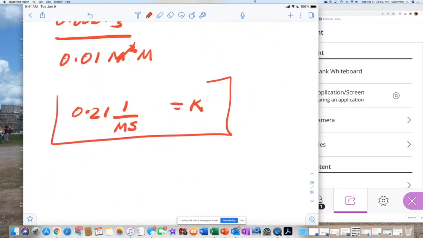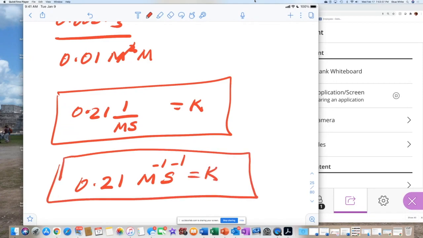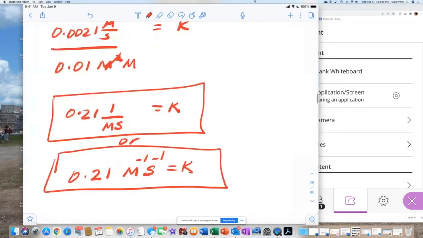You can look at it this way, or it can be written as 0.21 M to the power negative 1 s to the power negative 1, and this is going to be K. Mathematically, these units are alike, right? If you don't like fractional units, you can bring the denominator on top, but you raise it to the power negative 1. I don't know the math rules right now.